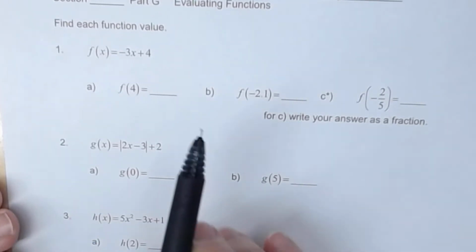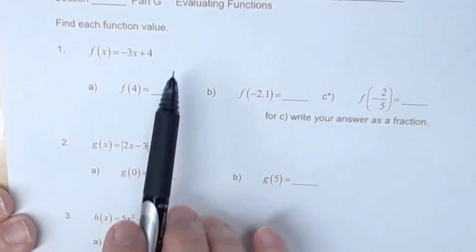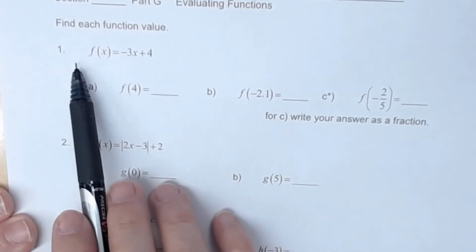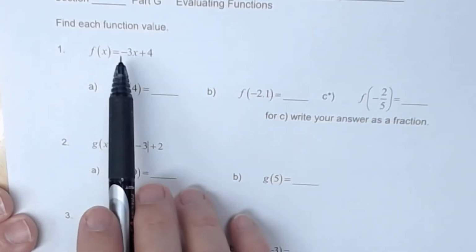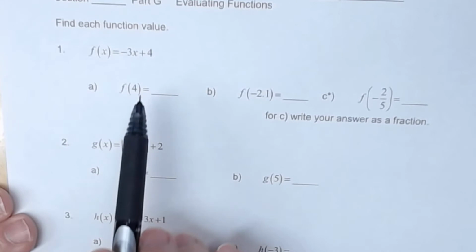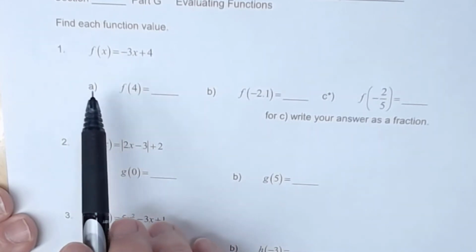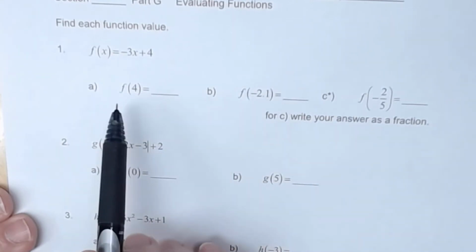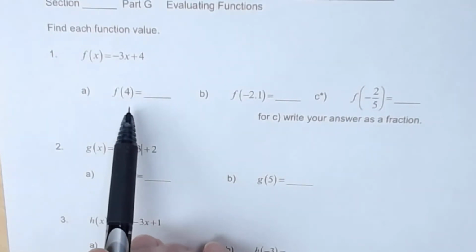Okay, so on this worksheet, you wanted to evaluate functions. And so in number one, you had this function, f of x equal negative 3x plus 4. And you want to find each of these function values. All right, so let's start with part A. So part A says find f of 4.